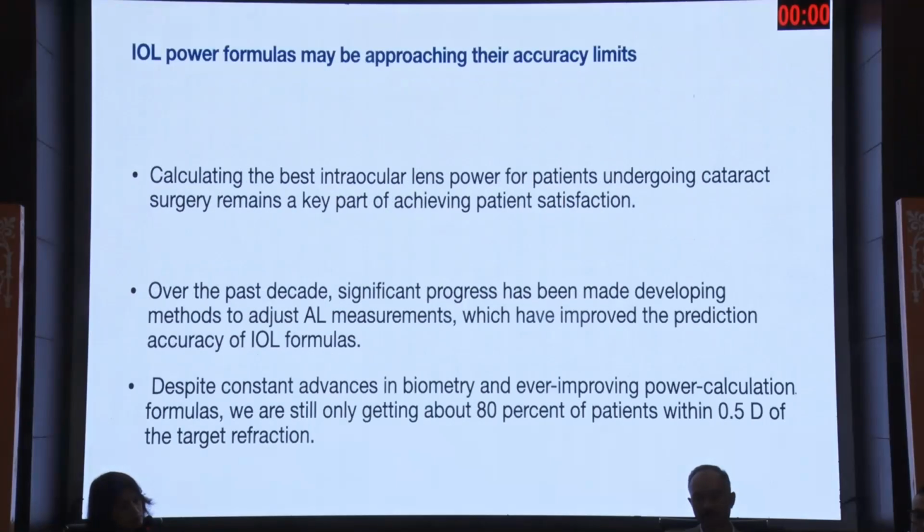Calculating the best intraocular lens for patients undergoing cataract surgery remains the key part in achieving patient satisfaction. Over the past decade, significant progress has been made developing methods to adjust the axial length, which have improved the prediction and accuracy of IOL formulas. Finally, despite these constant advances in biometry and ever-improving power calculation formulas, we are still only getting about 80 to 85% of patients within 0.5 diopter of target refraction.